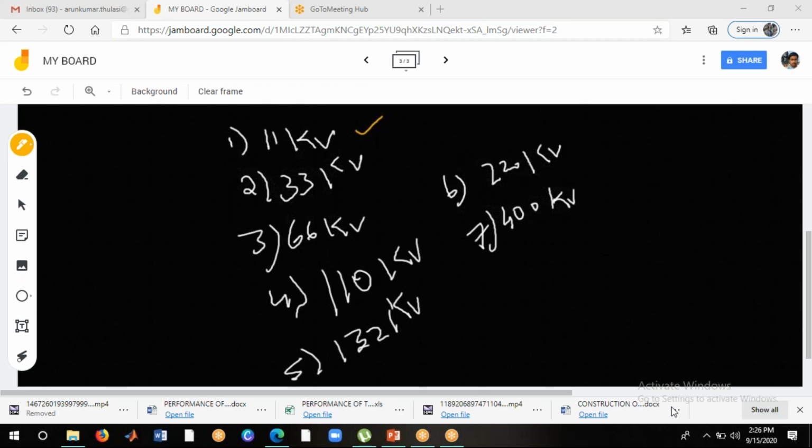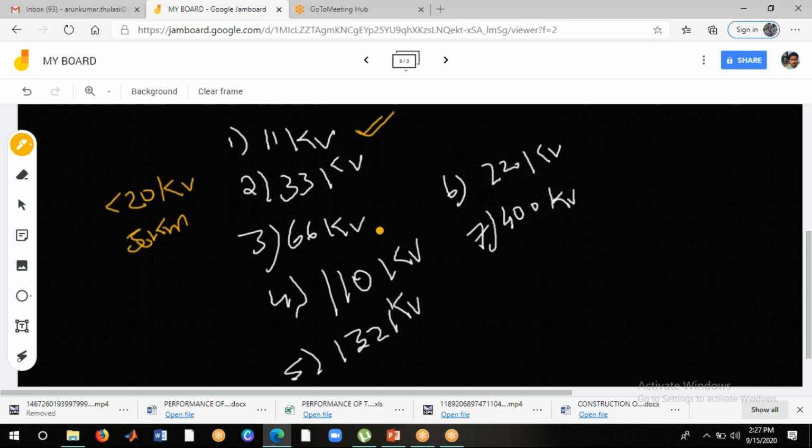What is the voltage level capacity in short transmission line? Maximum value. No. See, in the short transmission line, the voltage level is less than 20 kV, and its distance is 50 kilometers. Okay, that's why the short transmission line has the capacity to carry only 11 kV.